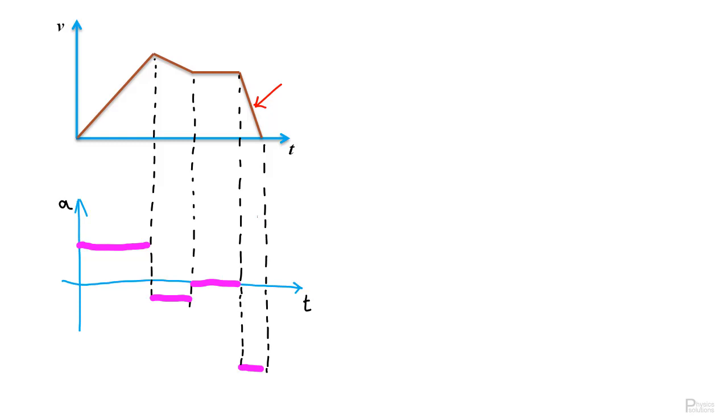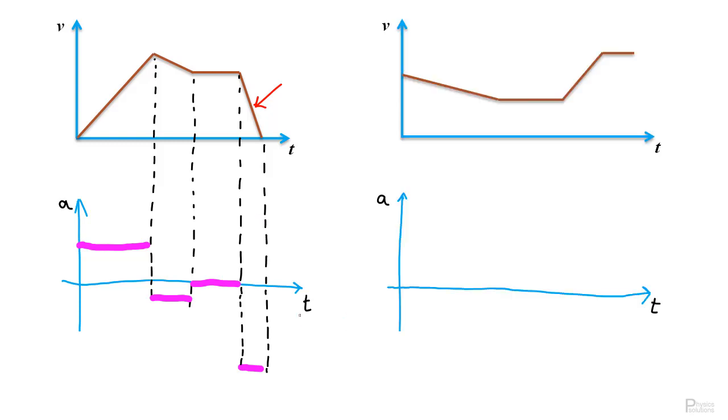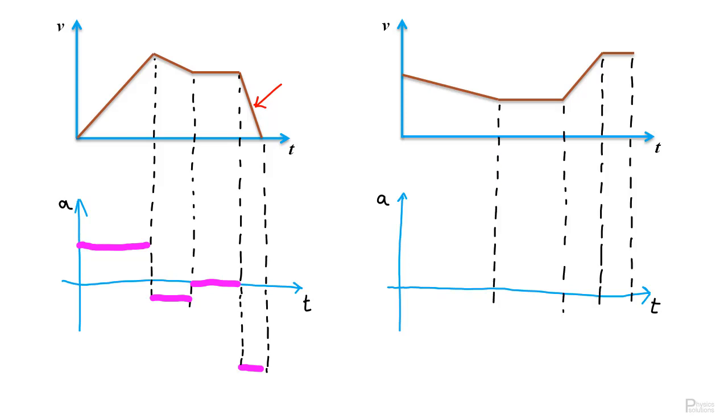Okay, let's see one final example. In this final case, we also have several segments that I would like to distinguish. So once again, I will put my dashed lines, just like that. Let's look at the first segment.